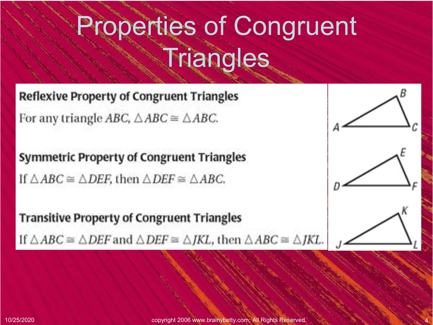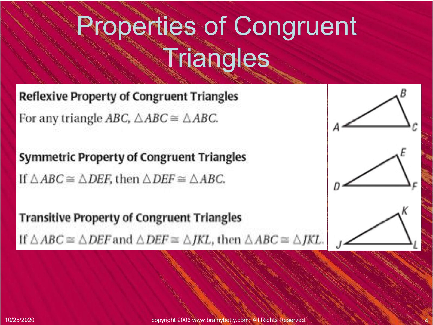So we have the properties of congruent triangles. We have the reflexive property of congruent triangles for any triangle ABC. So triangle ABC is congruent to triangle ABC. It's congruent no matter how you move it. You also have the symmetric property of congruent triangles, that if triangle ABC is congruent to triangle DEF, then that means triangle DEF is congruent to triangle ABC. And then you have the transitive property of congruent triangles, that if triangle ABC is congruent to triangle DEF and triangle DEF is congruent to triangle JKL, then triangle ABC is congruent to triangle JKL.